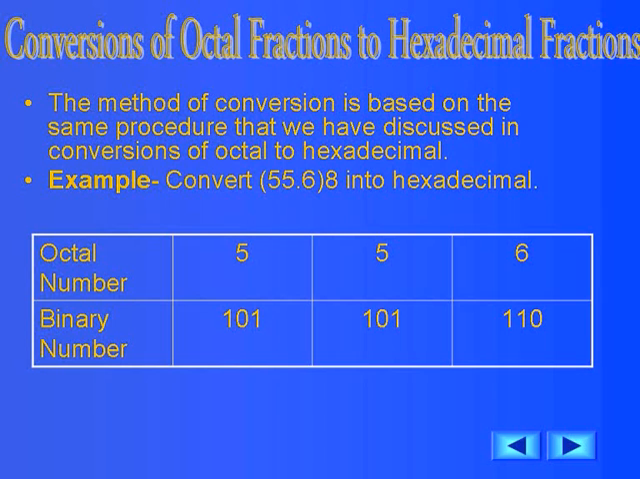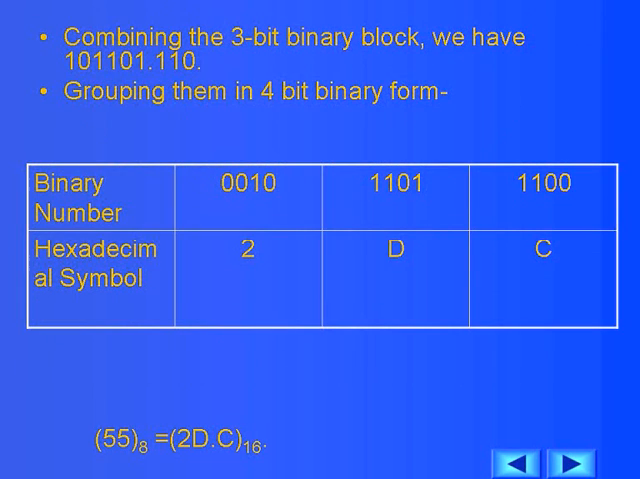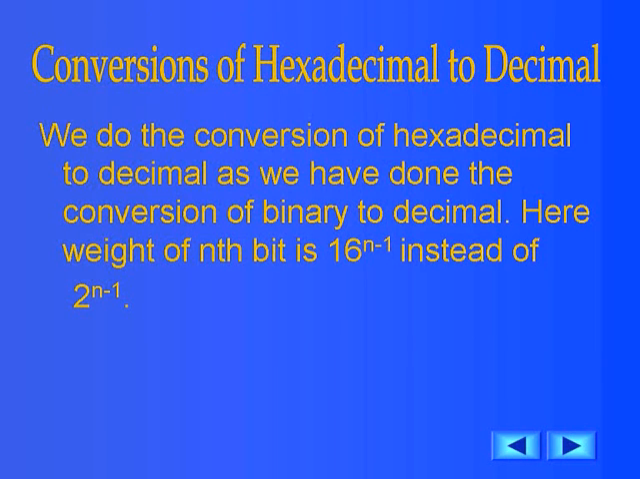Conversion of octal fractions to hexadecimal fraction. The method of conversion is based on the same procedure that we have discussed in conversion of octal to hexadecimal. So convert 55.6 into hexadecimal. We write the octal number as 55.6, where binary form of 6 is 110, binary form of 5 is 101, further 5 is 101. So the number is 101101.11. Grouping them in 4 bits, we get 1100, 1101, 0010. Hexadecimal symbol is C, D and 2, as the number is 2D.C.